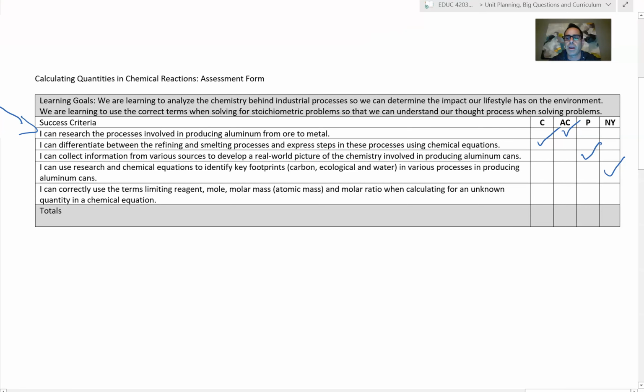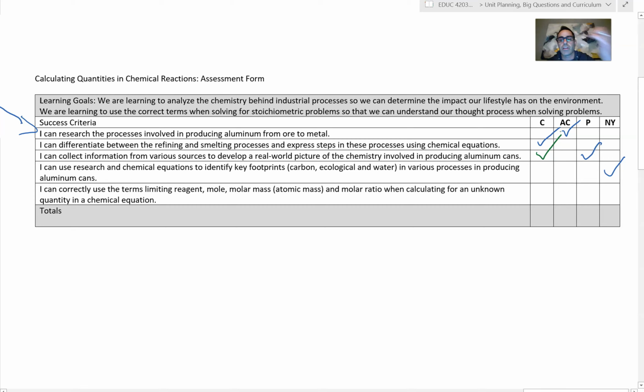So then I go back and say, okay, well, you went back and got some more research done, and you really showed me a complete real-world picture of all the different chemical processes involved in refining and smelting. Awesome. You broke all that down. You used your peers. You're able to show me that. And we had a conversation about it, so I know you know it.